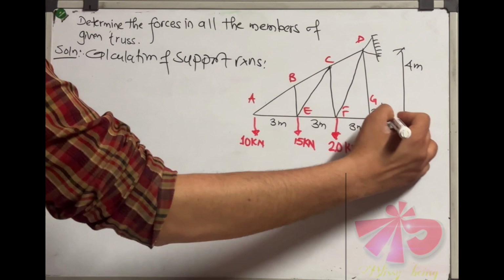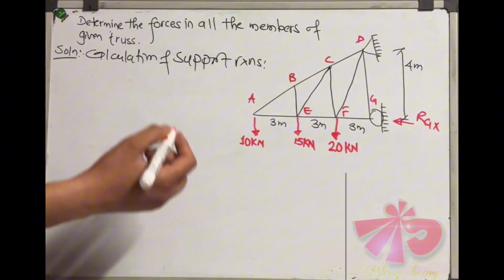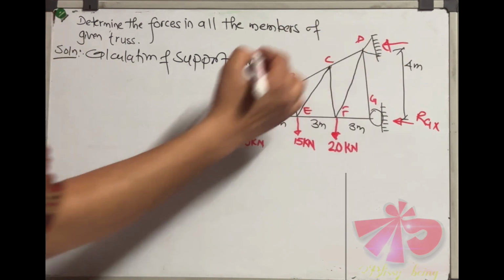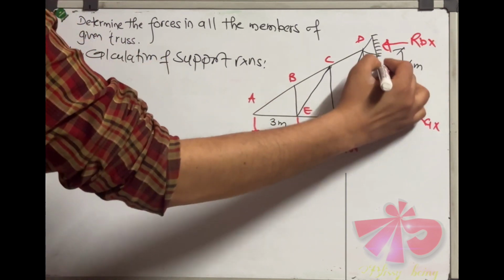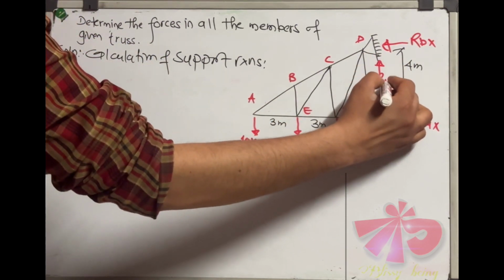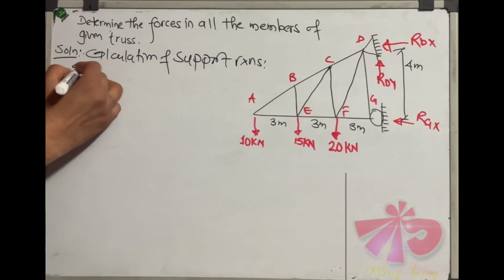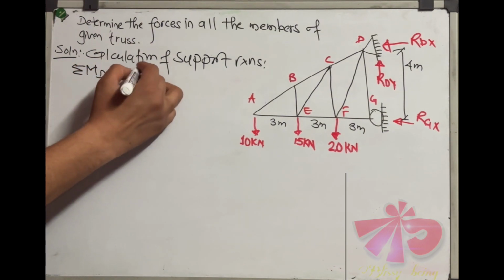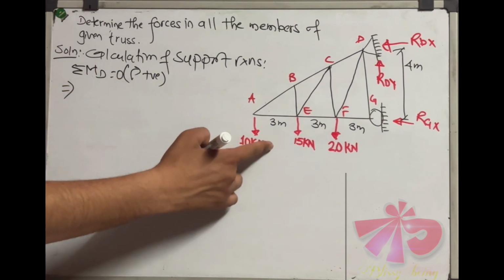So this is a roller support, so let this be reaction RGX, right? Again, this is a hinge support. There are 2 reactions in this. Let this be RDX, and the vertical reaction, let this be RDY, right? So now I will take the summation of moment about point D is equal to 0. Since there are more unknowns, if you take clockwise as positive, then what will happen, right?